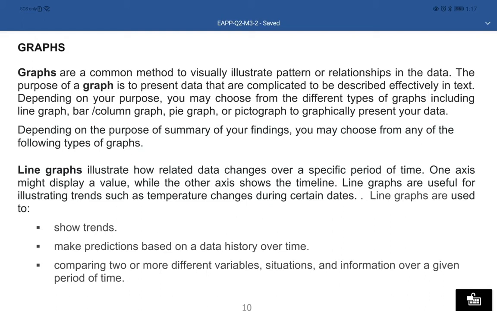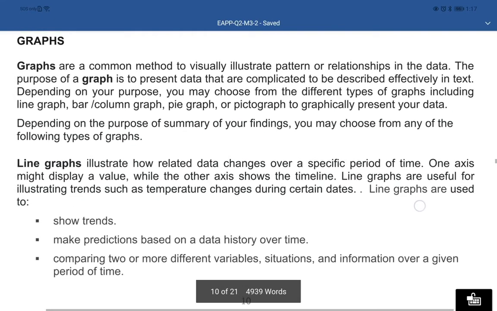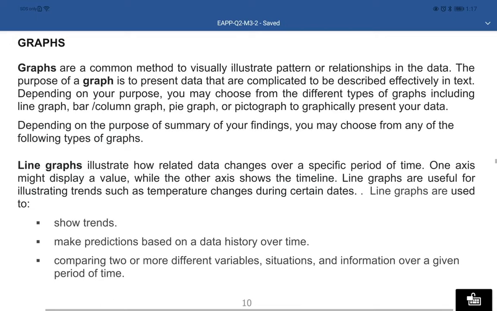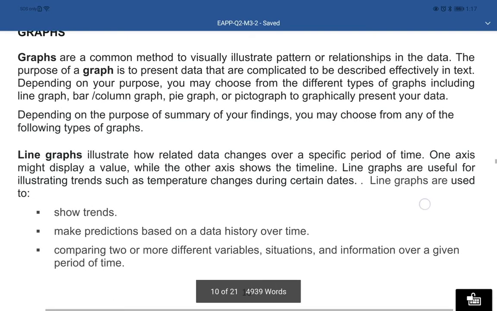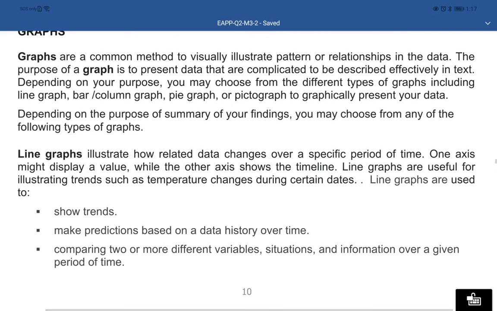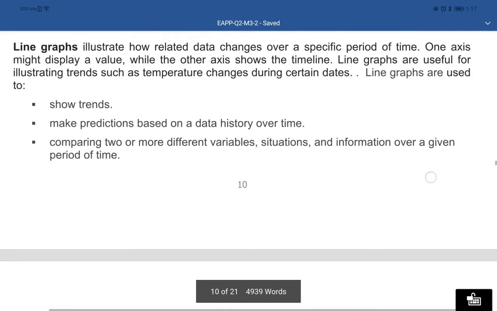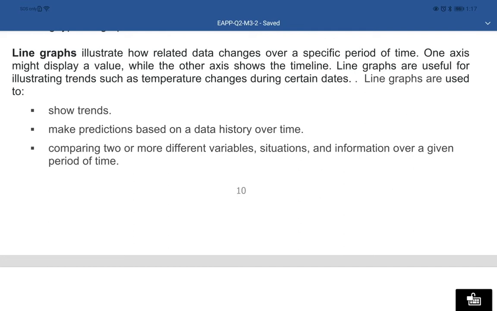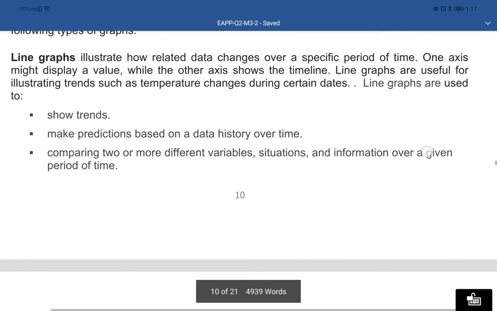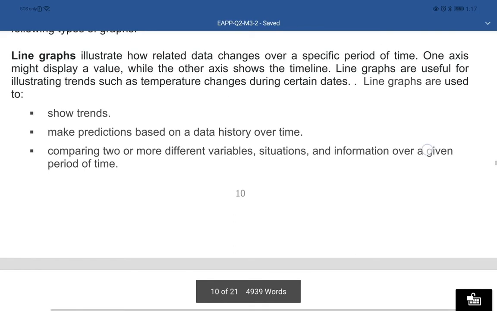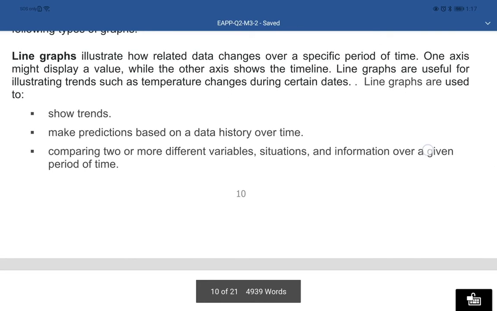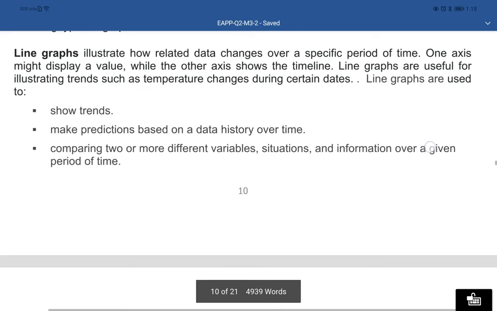Let's go to our next visual, the graphs. The graphs are a common method to visually illustrate pattern or relationship in the data. The purpose of a graph is to present data that are complicated to be described effectively in text. Ito kasi yung meron kasing mga data na sobrang hirap i-explain in text kapag narrative. Kaya ang gagawin mo, gumawa ka na ng magandang graph to present it. Okay? Depending on your purpose, you may choose from different types of graphs, including line graph, bar graph or column graph, pie graph, pictograph, to graphically present your data. Ito yung mga sinasabi natin kanina.